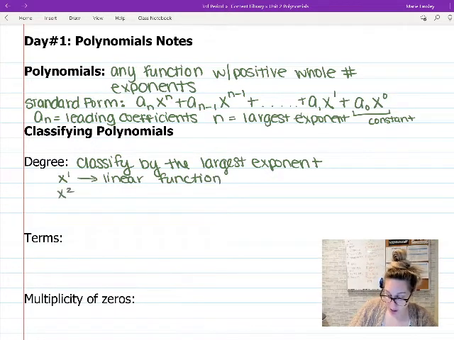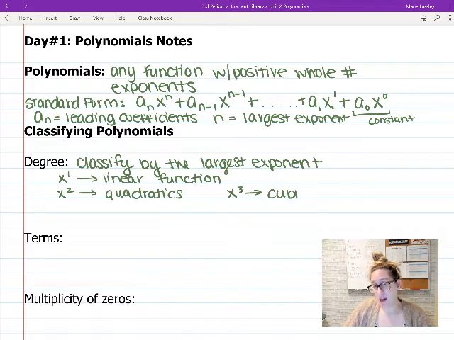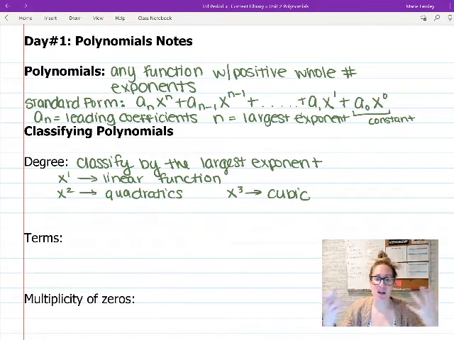X squared, we call those quadratics, right? All right, and then we have x cubed, that's called a cubic. And x to the fourth is called a quartic, but you don't need to know those. So the main three kinds of polynomials that you have dealt with in the past are your linear function, your quadratic function, and your cubic function.